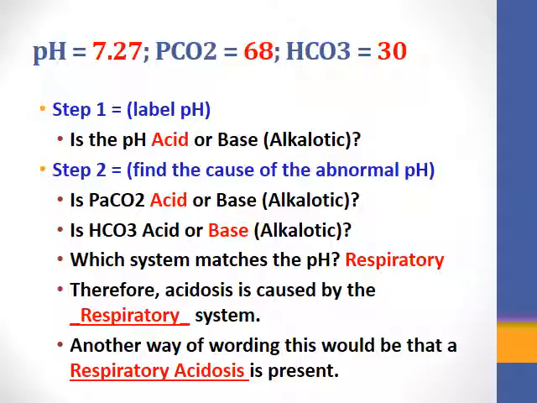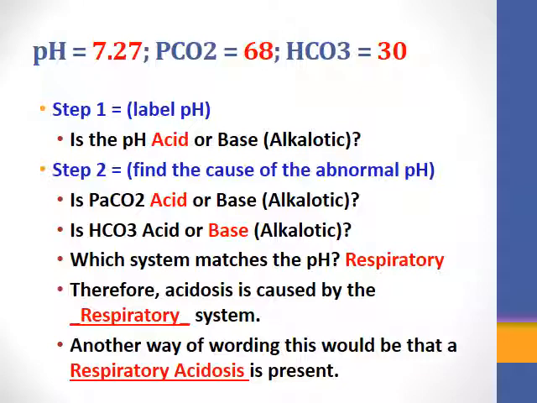Okay, on step 1, we said, is our pH an acid or a base? So you should have gotten an acid. 7.27 is below the range of 7.35 to 7.45. And if our pH is low, it's acidic, so the answer to that question is acid. Step 2, find the cause of the abnormal pH. So then we look at our PCO2. Is that 68 elevated or is it decreased? And does that mean that it is an acid or a base? PCO2 of 68 is greater than our range of 35 to 45, so that means it is acidic.